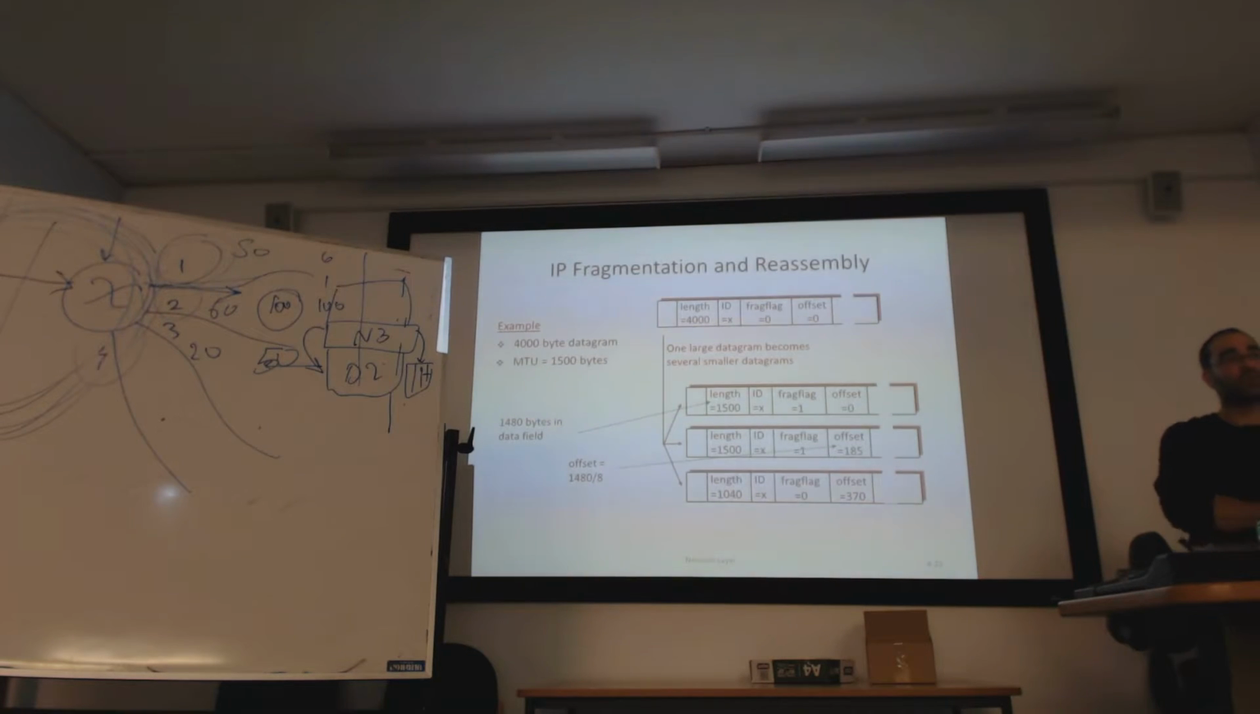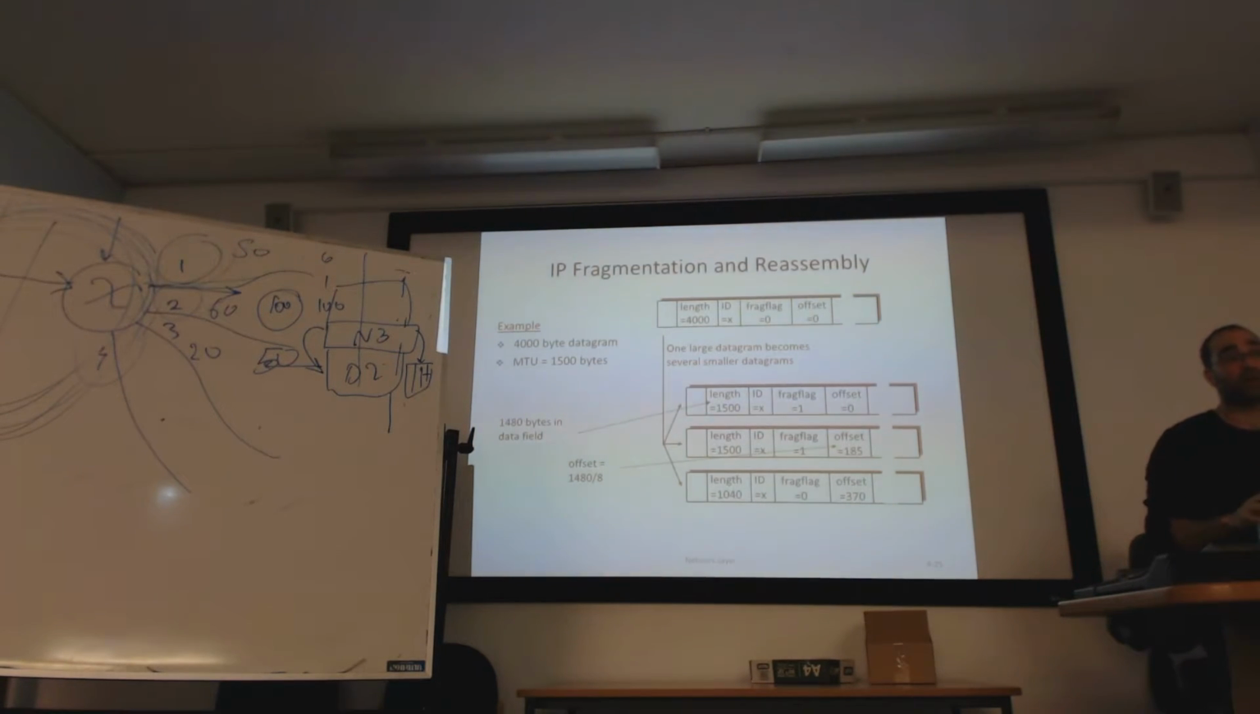Let's look at an example. Assume you have a 4,000 byte datagram, and your MTU is 1,500. So how many will this be divided into? This will be divided into three parts. That's your maximum size unit. So that's what you allow to do. So again, what exactly you need to identify is the size of the fragments.